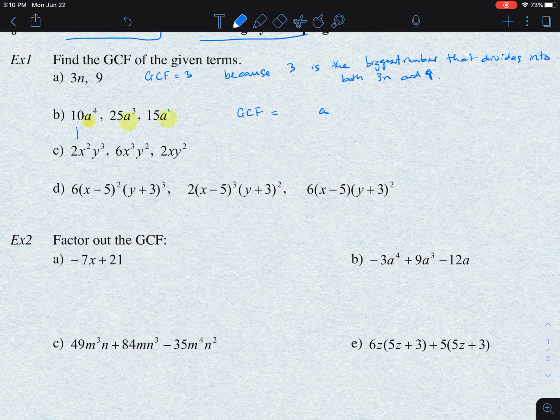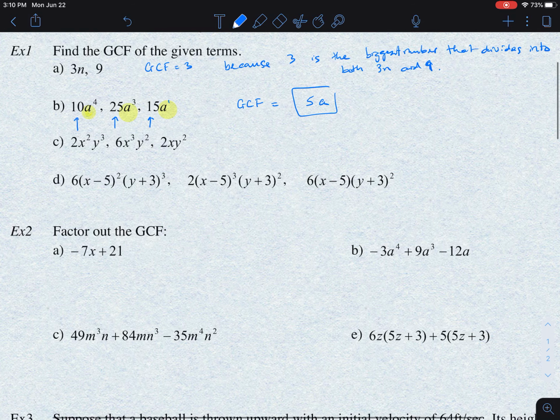Next, we look at the coefficients: 10, 15, and 25. I'm going to say 5 is the greatest common factor in this case, because 5 divides 10, 25, and 15. 10 doesn't divide 25 or 15, so it has to be 5. So 5a is the greatest common factor in this case.